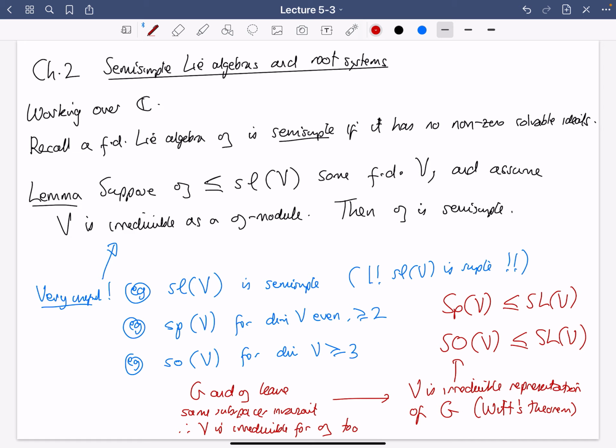From the lemma, you see immediately that all of these classical Lie algebras, SL, SP, and SO, are examples of semi-simple Lie algebras. And so those are going to be, in fact, our main examples moving forward. So let's see if we can prove the lemma to finish with today.